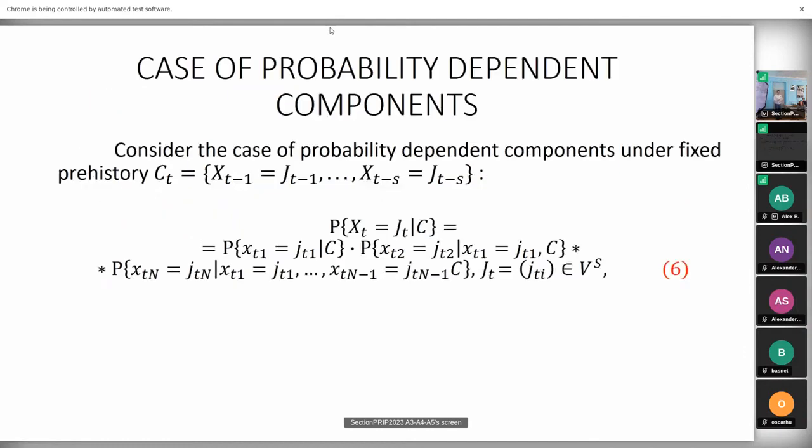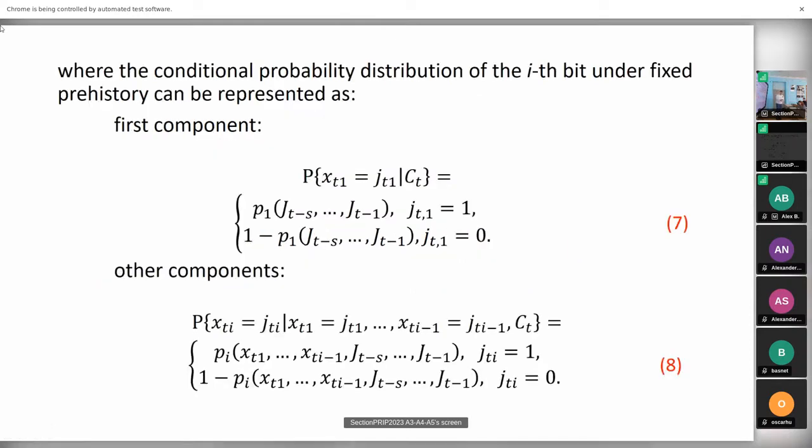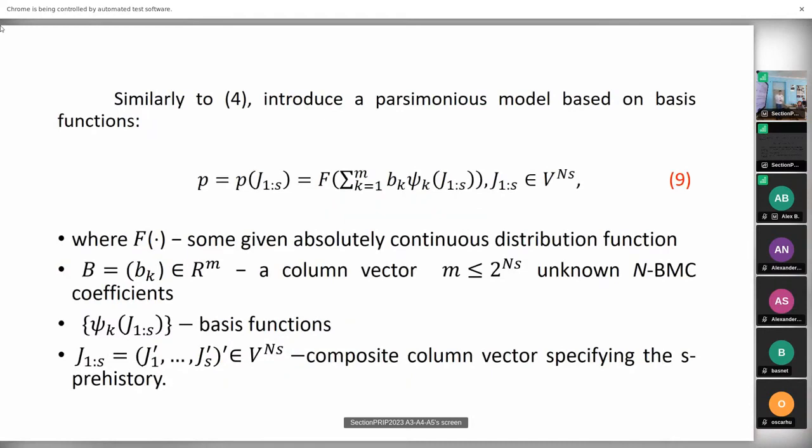Next, the second model is the case of probability dependent components, given by formula 6. Here the conditional probability distribution of the prehistory is unfixed to history, as for the first component, formulas 417 and 418. Similar to before, we use the parametric model based on a basis function, formula 409.